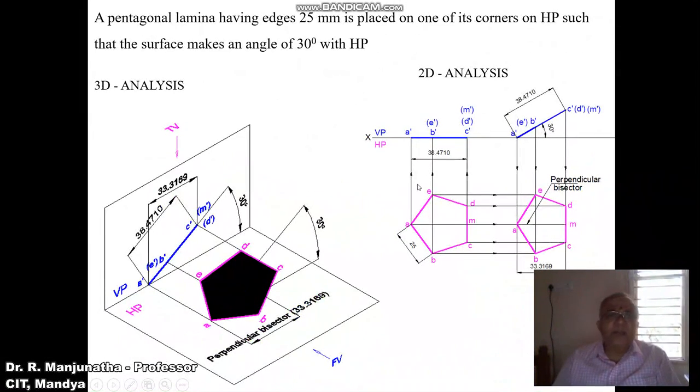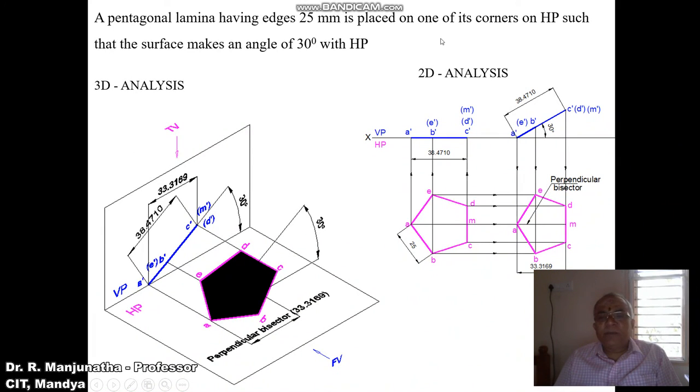Now in the second position, he says one of its corners on HP, so the corner is resting on HP such that the surface makes an angle of 30 degrees with HP. Once the surface is inclined at 30 degrees to HP, that surface is still perpendicular to VP, so that is the reason why you get a line in the front view. As we look from the front view, A dash, B dash, C dash is visible, and D dash and E dash will become invisible. As the surface becomes inclined, the perpendicular bisector is also inclined by an angle of 30 degrees because the perpendicular bisector is on that particular surface.